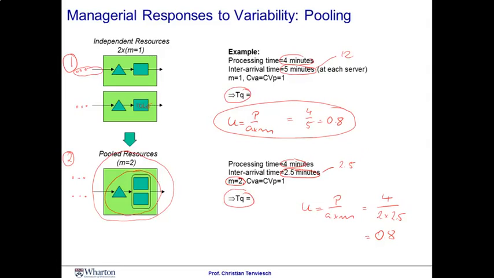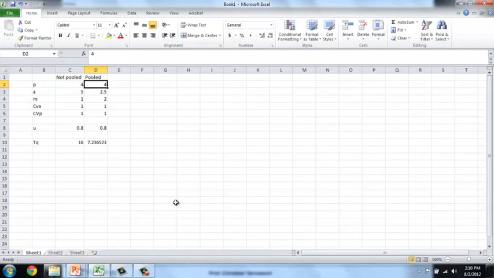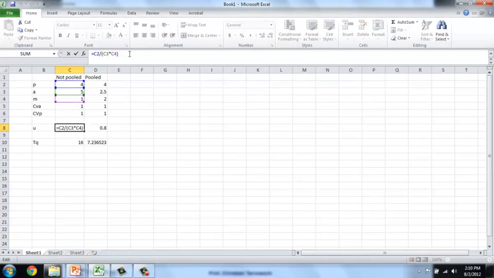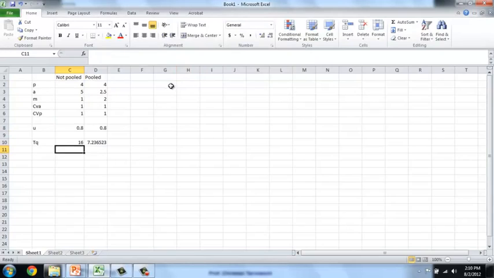Let's try this out in our Excel spreadsheet. I'm using the same Excel spreadsheet that I used in the last session. We have P, the processing time, inter-arrival time, number of servers, CVA, CVP, the utilization as defined by P divided by A times M, and finally the actual waiting time. Alright, now let's take a look. Processing time stays unchanged. Inter-arrival times, if I basically pool two similar servers with the same demand rate together, I'll cut the inter-arrival time in half. However, the server capacity doubles because I'm moving from M equals 1 to M equals 2, and everything else is a matter of calculation.